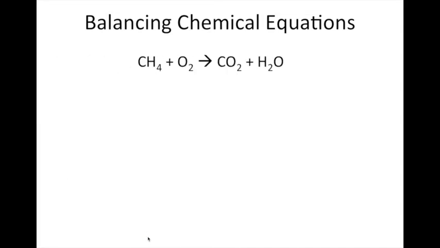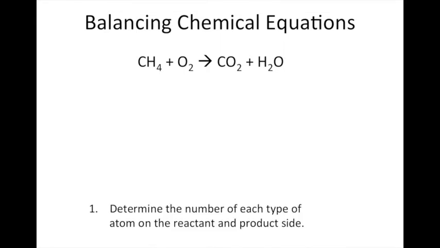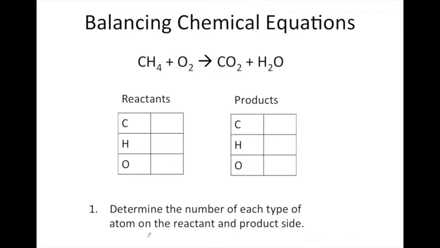So let's take a look at how to balance an equation. Here we have an equation that we need to balance. So the first thing is to determine the number and type of atoms on the reactant side and the product side. So I'd like to make a little table. I can see on my reactant side I have carbon atoms, hydrogen atoms, and oxygen atoms. On my product side I also have carbon, oxygen, and hydrogen atoms.